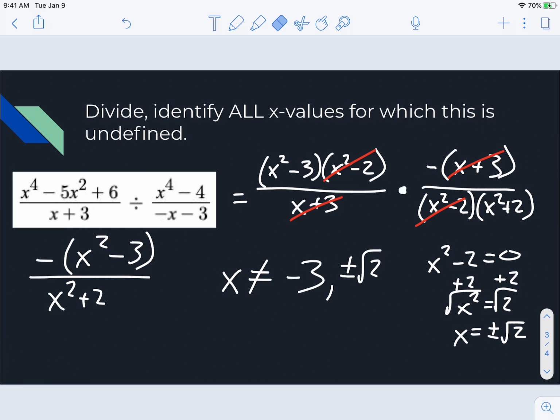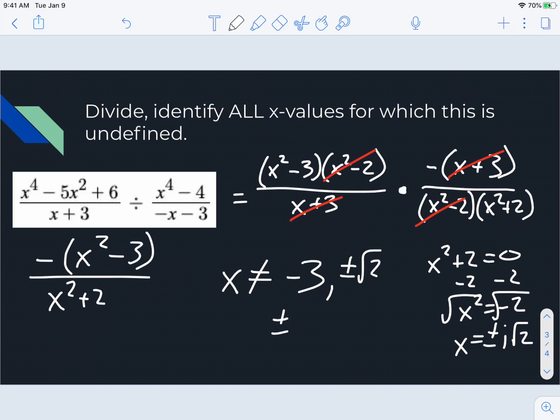Now, if I change that and we make it a plus 2, then we're going to get some complex ones again. So minus 2 on both sides, x squared equals negative 2. Take the square root and we get x equals plus or minus i root 2. So negative 3, plus or minus root 2, and plus or minus i times root 2.